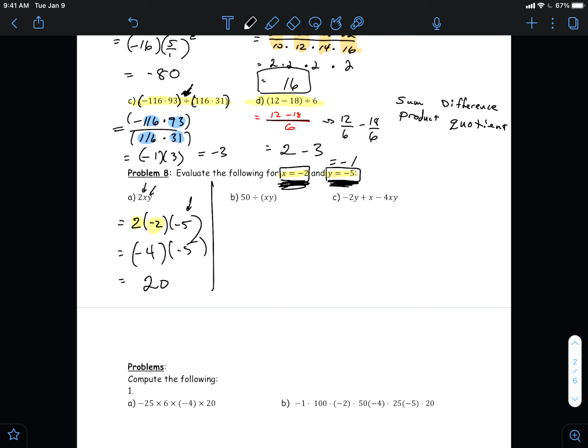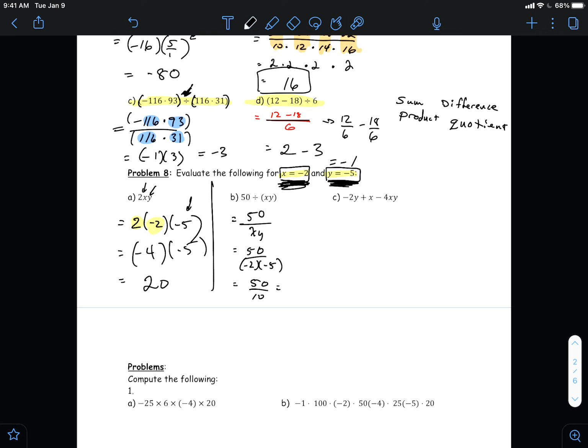It just tells you what to do, and you just plug it in. Everywhere you see an x, you replace it with what it told you x was, and so on. So with this one, I'm going to take 50 and divide by x, y. Well, I'm going to rewrite the question, I suppose. Then you just plug it in. So it's 50 divided by what is x? Well, it's -2 times -5. You can do the math in the denominator. 10. And what is 50 divided by 10?